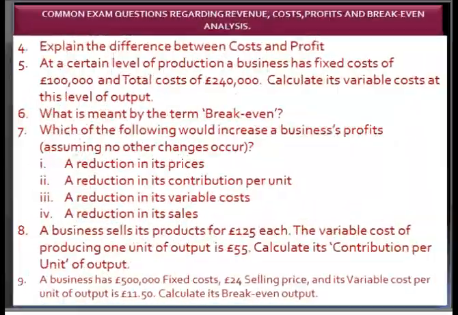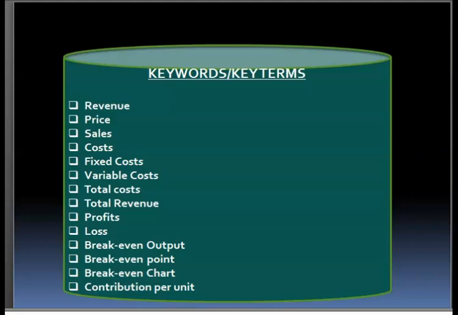Okay, so we're nearly done now. The keywords or key terms for today are revenue, price, sales, cost, fixed cost, variable cost, total revenue, profit, loss, break-even output, break-even point, break-even chart, contribution per unit.